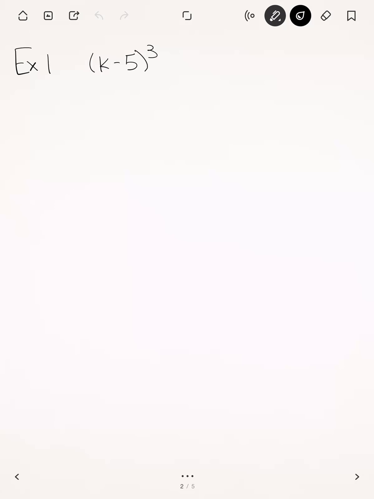So example 1 says x minus 5 to the third power. So if I notice, my exponent is 3. So that means I need to figure out what my coefficients are going to be. So again, I build my Pascal's triangle. So 1, 1, 1, 1 and 1 is 2, 1. So this is when my exponent is 0, 1, 2.